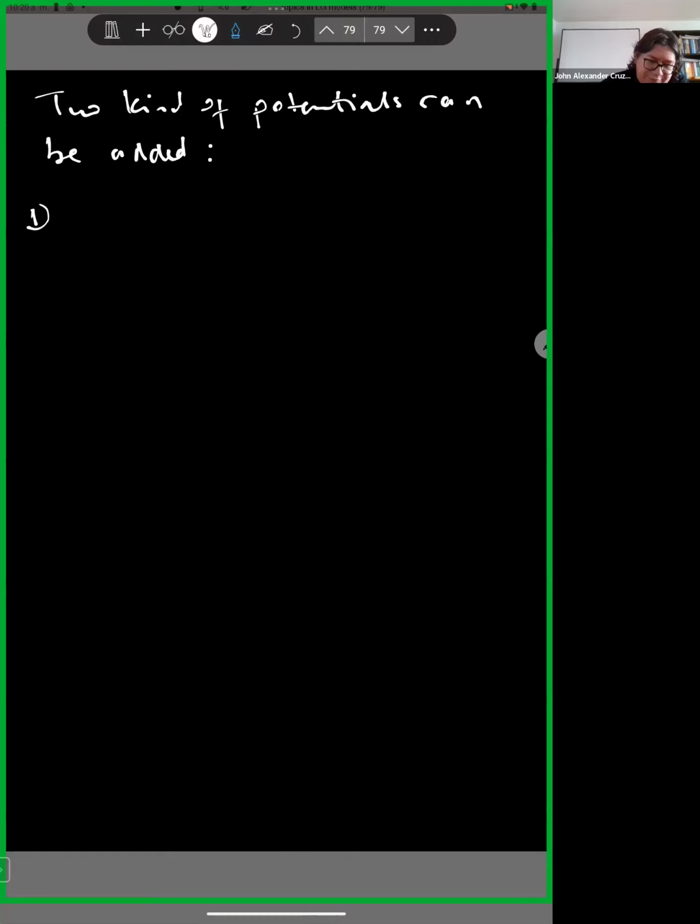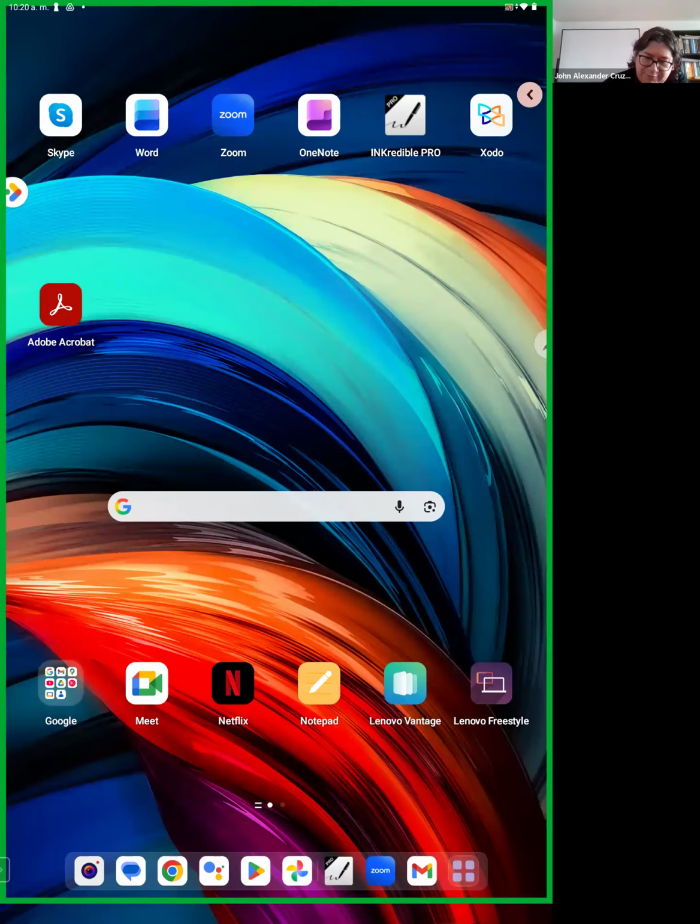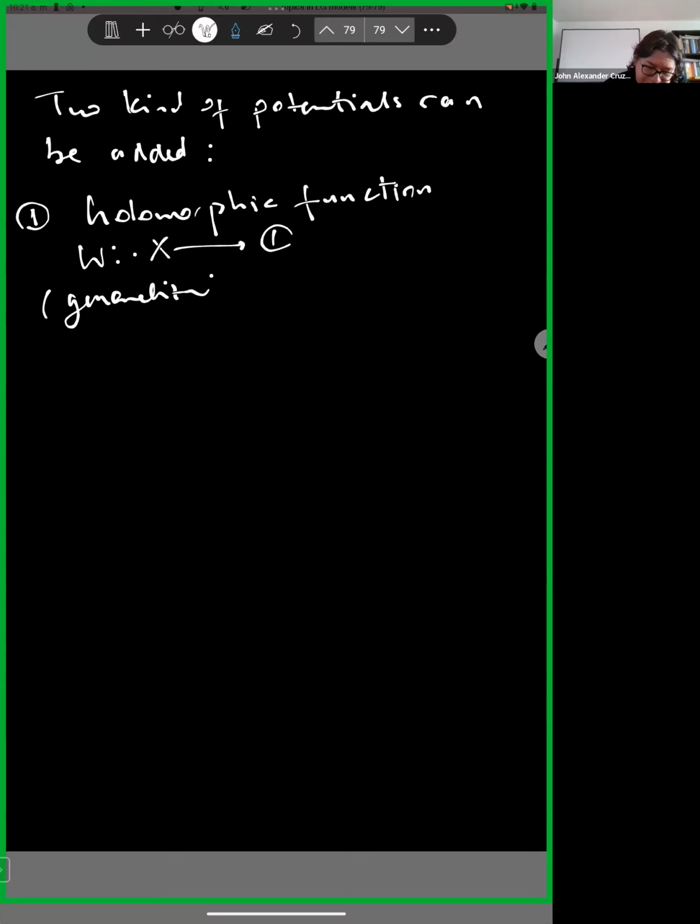Okay. So the first one we know is just a holomorphic function W from a manifold to C. That's what we actually did before. So this is the Landau-Ginzburg model. Somehow we said, okay, there is a generalization using a closed holomorphic form. So there is some generalization we already mentioned.